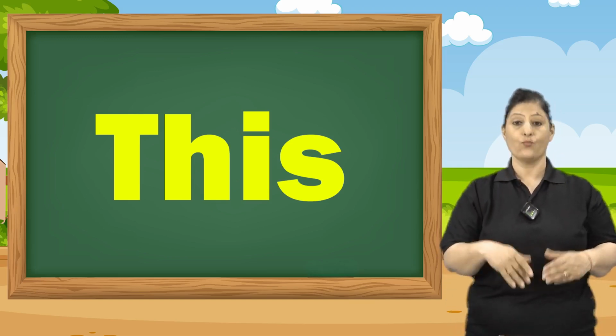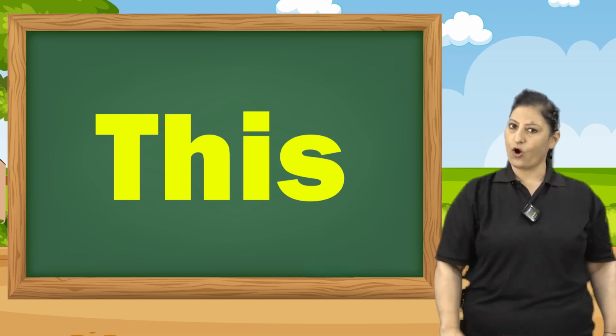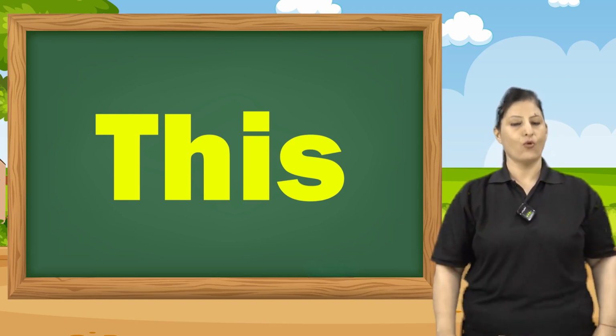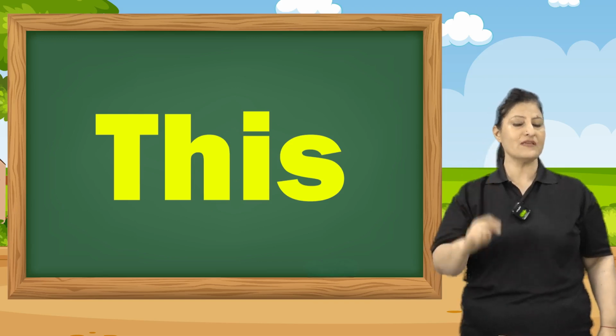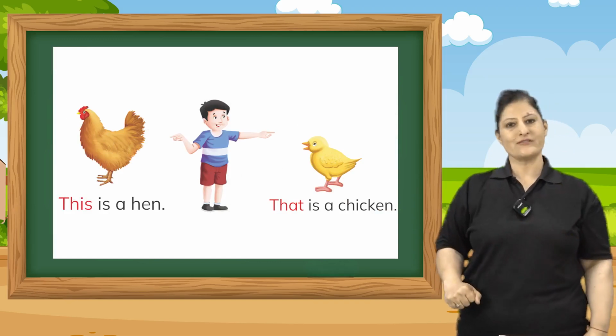And also remember one thing. This and that both are used when the object is one, when the object is singular. Okay children, always remember this key point. Let's look at a few examples showing on your screen.